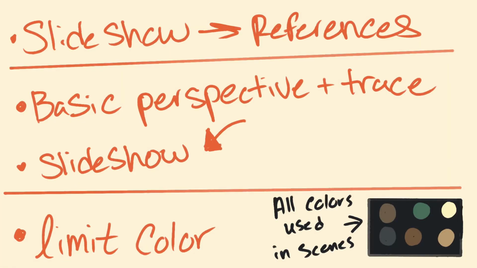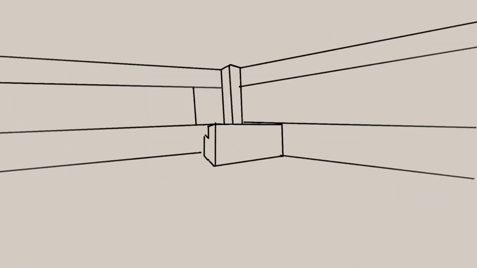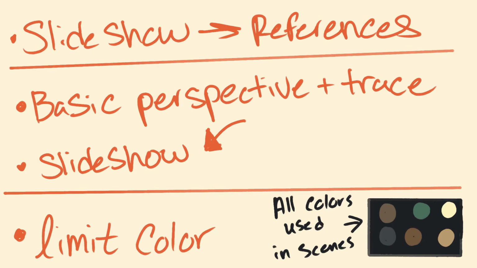So here's the brief overview and some action steps that you can take. So go ahead and find references on Pinterest, create a slideshow of how you think the scene will play out in your head. Then you can either sketch or trace your background. Using this slideshow in mind, you can also create another slideshow of your outline like I did. And the third thing is to limit your color.